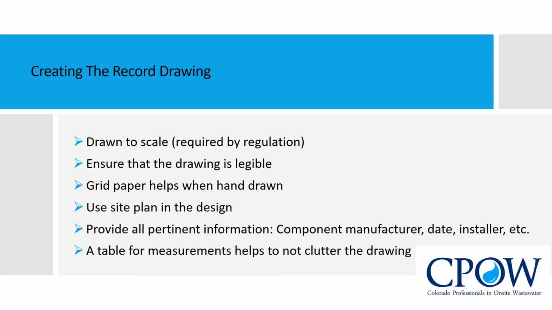Some counties have downloadable record drawing sheets, such as Weld, Boulder, and Jefferson counties. Ensure all pertinent information is provided, such as tank information that shows the manufacturer, size of tank, material, is it concrete or poly, does it have an effluent screen or a pump, what are the models of those components, is the soil treatment area chambers or rock and pipe. A table used within the drawing is very helpful to reduce clutter and make the drawing more clear and easily readable.